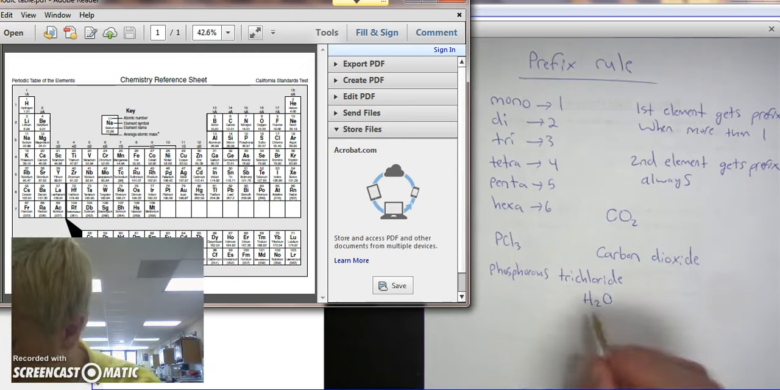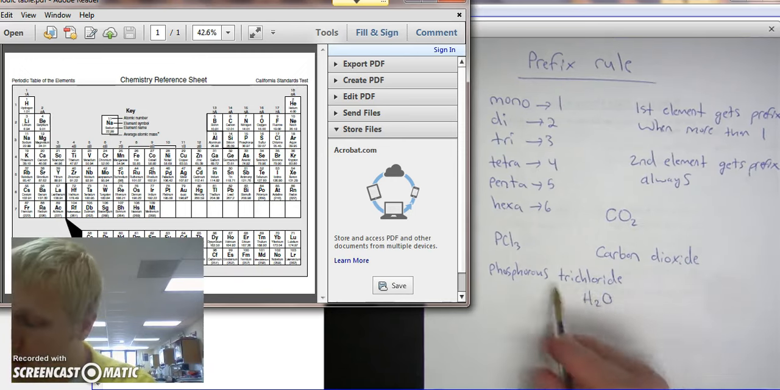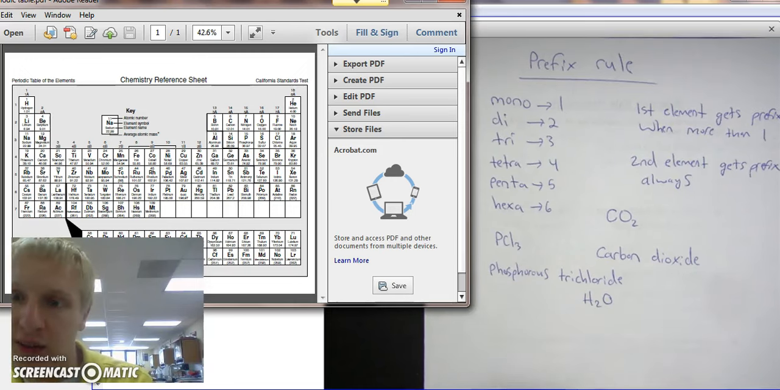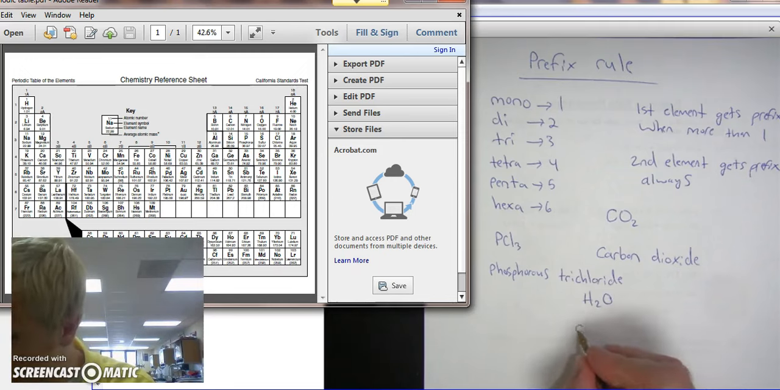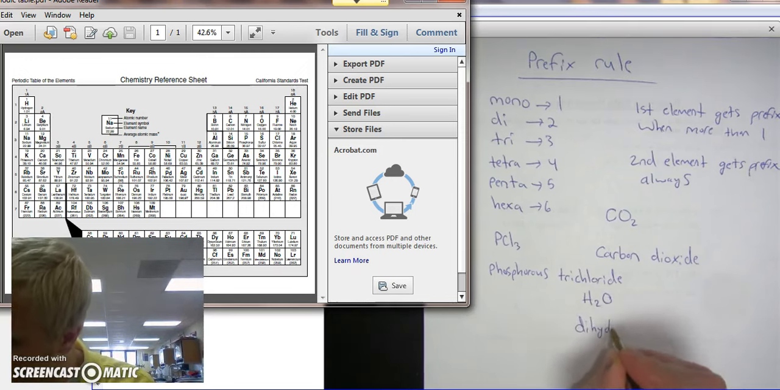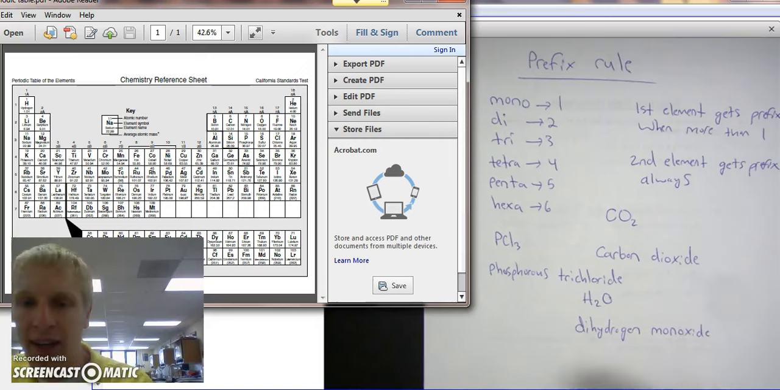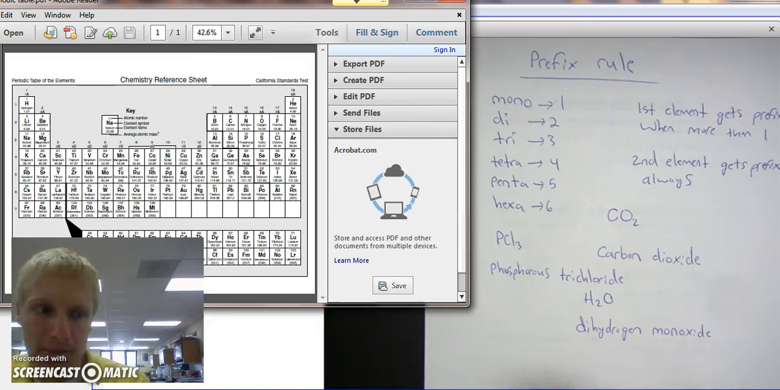Doing another example, what do we have? H2O. So this is water, but if we're using this nomenclature, we have two H's. So really, first element gets a prefix when there's more than one. There is more than one, so we're going to write dihydrogen. And the second element always gets a prefix, so this is monoxide. Dihydrogen monoxide.